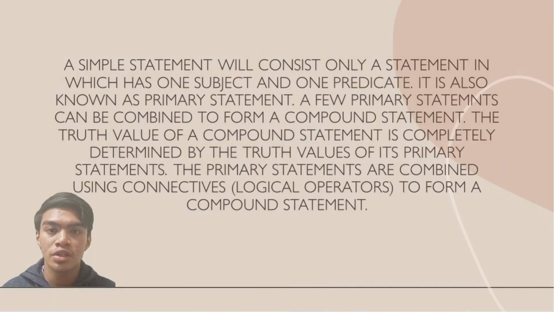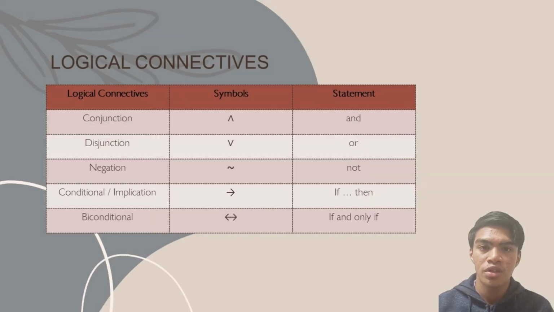2022829742. For introduction, a simple statement consists only of a statement which has one subject and one predicate. It is also known as a primary statement. A few primary statements can be combined to form a compound statement. The truth value of a compound statement is completely determined by the truth values of its primary statements. The primary statements are combined using logical connective operators to form a compound statement. There are 5 logical connectives.